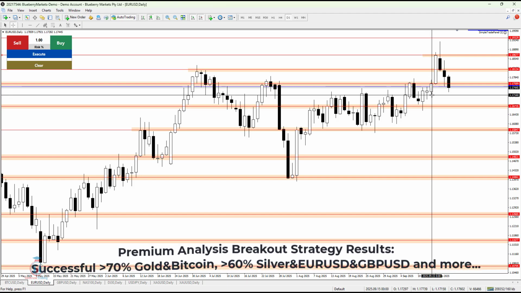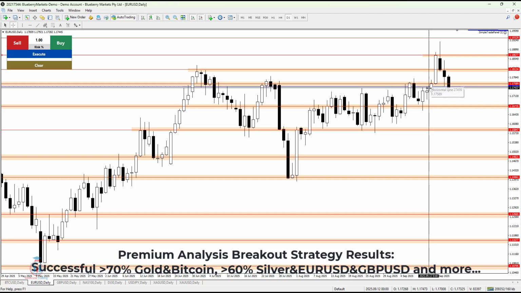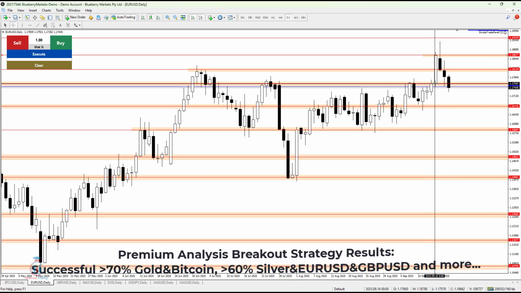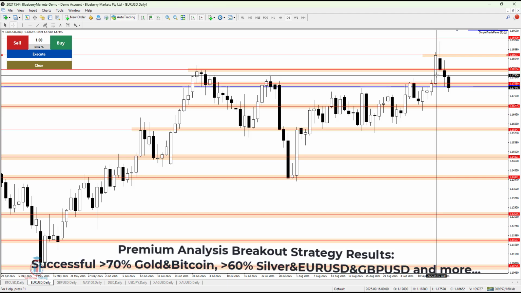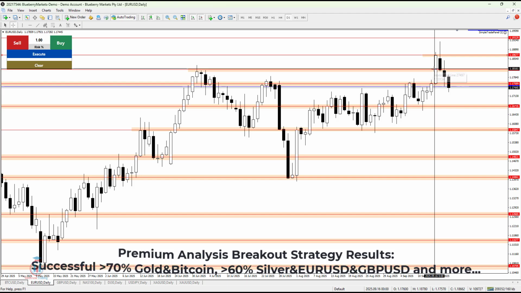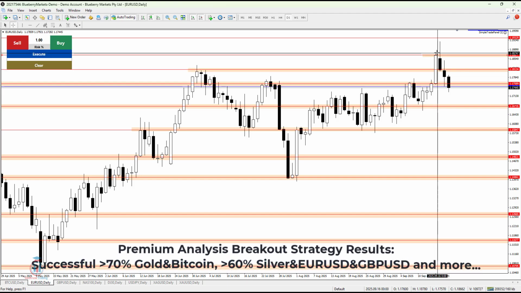Euro against US dollar. The week started with this bullish candle reaching the resistance level 1.17589. After that, the price formed a strong bullish candle going all the way up to 1.186, making a bullish breakout above this area of resistance and stopping right here.